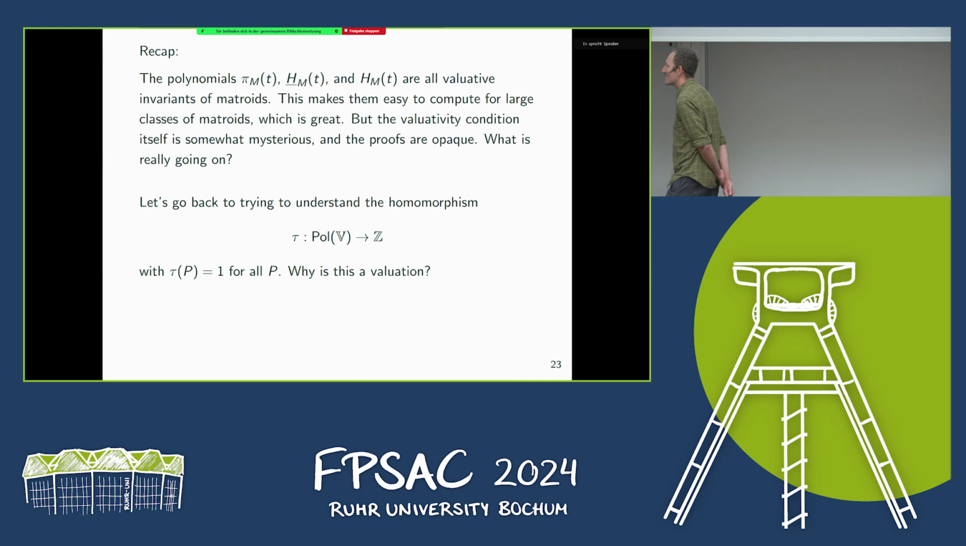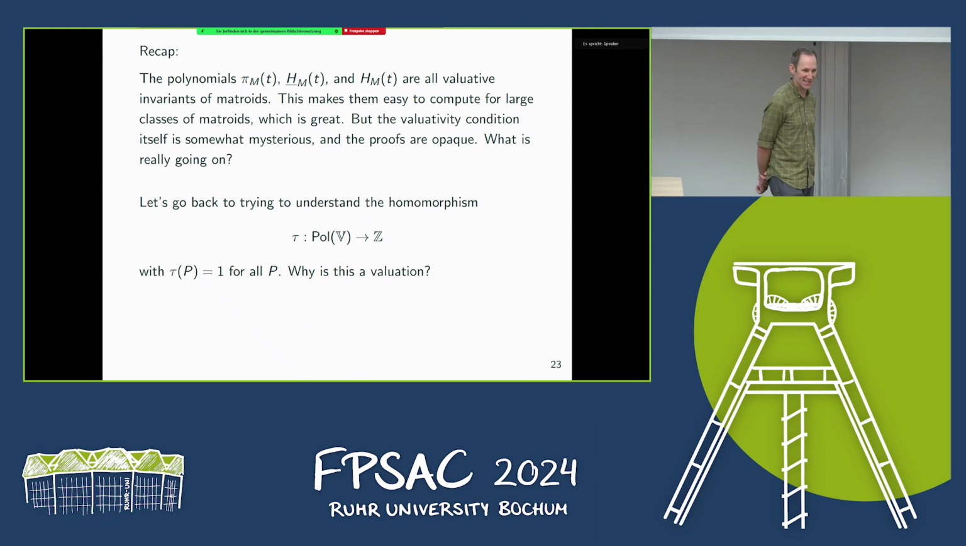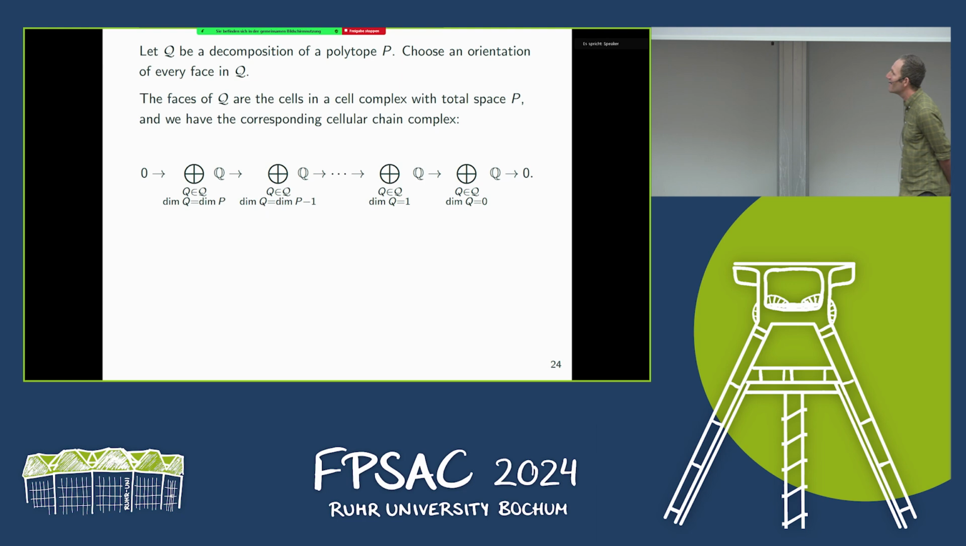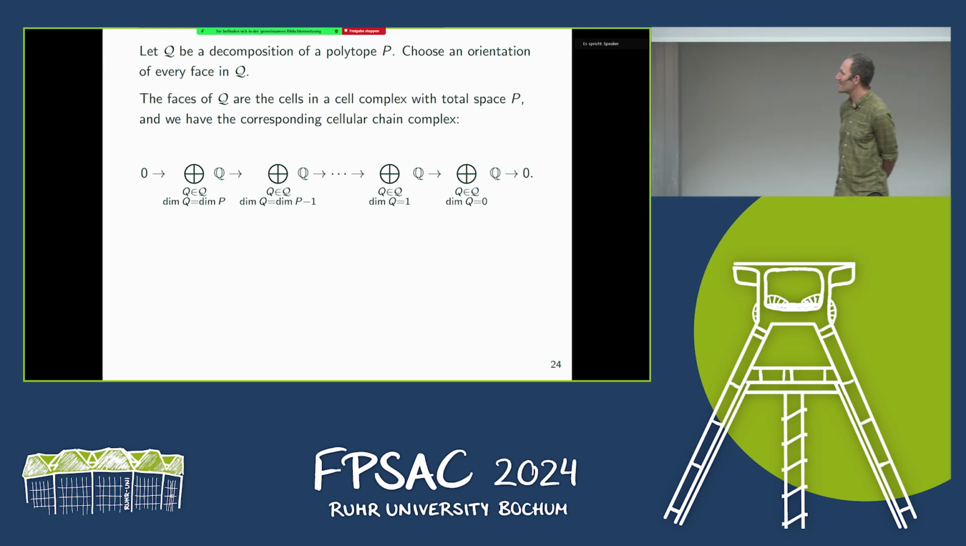So let me go back to trying to understand the trivial homomorphism, which, as I claimed, is a little more subtle than it sounds. I claim that this is not completely obviously valuative. So let me explain to you at least the way that satisfies me, why is this a valuation? So suppose I have a decomposition of a polytope called Q, and let me choose an orientation of all the faces in my decomposition. So the faces are the cells in a cell complex with total space P.